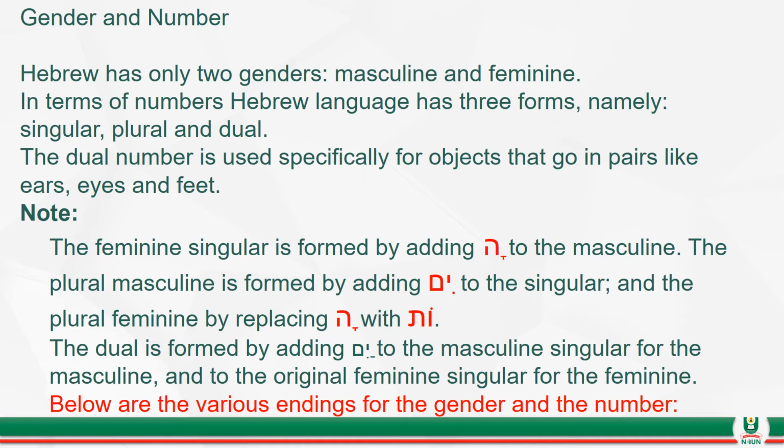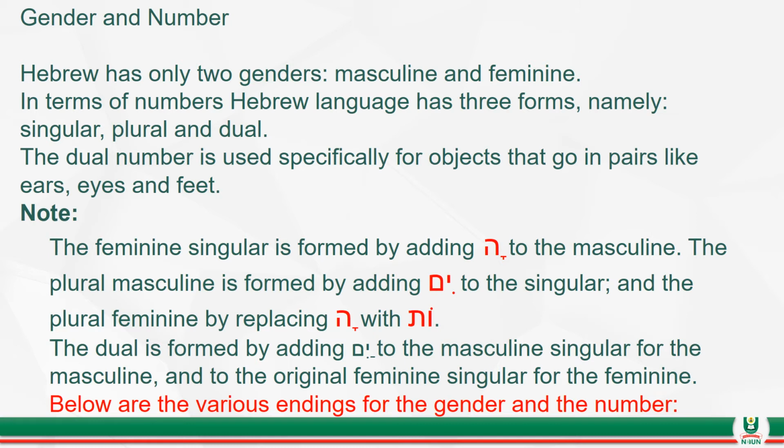In the Hebrew language, there are only two gender formations. We have the masculine and we have the feminine. Unlike the Greek, where we have also the neuter. So there are three gender formations in Greek. So when you think of Hebrew, think of only two, and that is the masculine and the feminine. And for numbers, there are three numbers, namely the singular, the plural, and the dual.